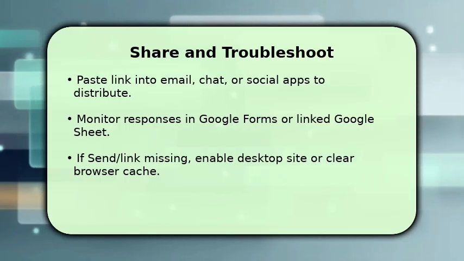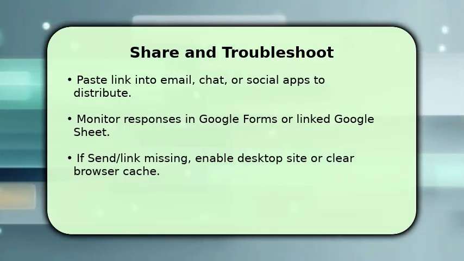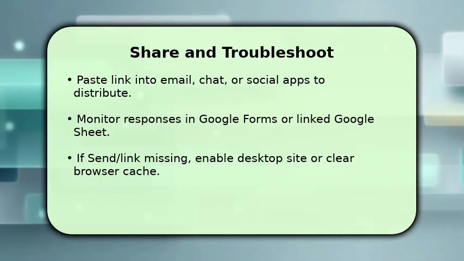Once distributed, monitor responses in the Forms Responses tab or open the linked Google Sheet for analysis. If people report broken access, check form settings for permission restrictions and change to anyone with the link if appropriate.